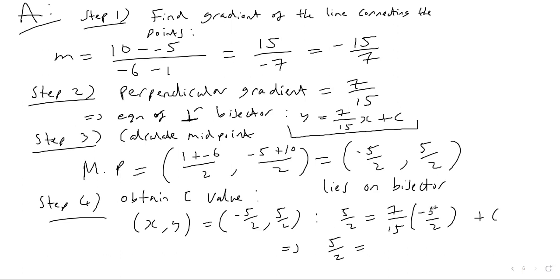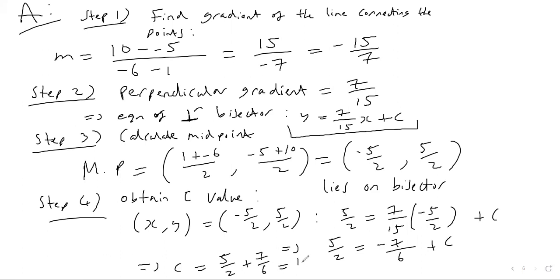This will leave us with 5/2 is equal to, well, 5/15, we've got 5 there divided by 15 there. 5 divided by 15 is 1/3. So actually we'll get -7/3 times 2, which will give us 6. So you've got -7/6 there plus c. So our c value must be 5/2 plus, add the 7/6 to both sides. We get 5/2 plus 7/6.